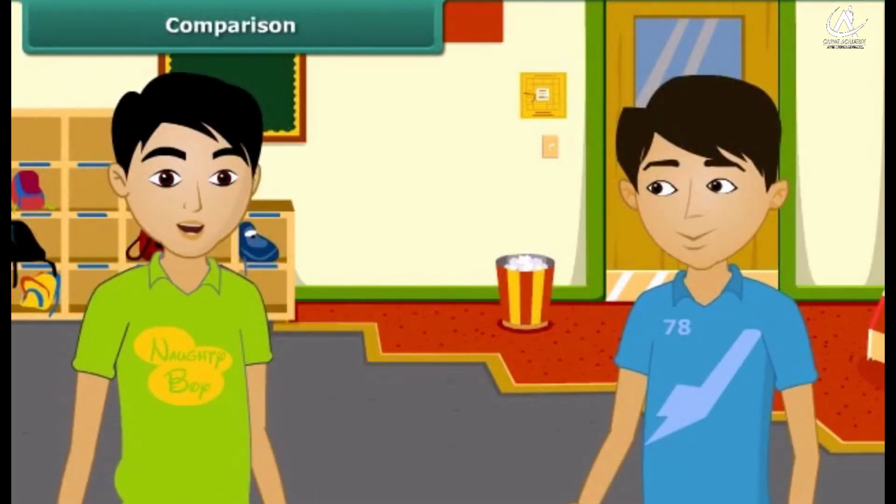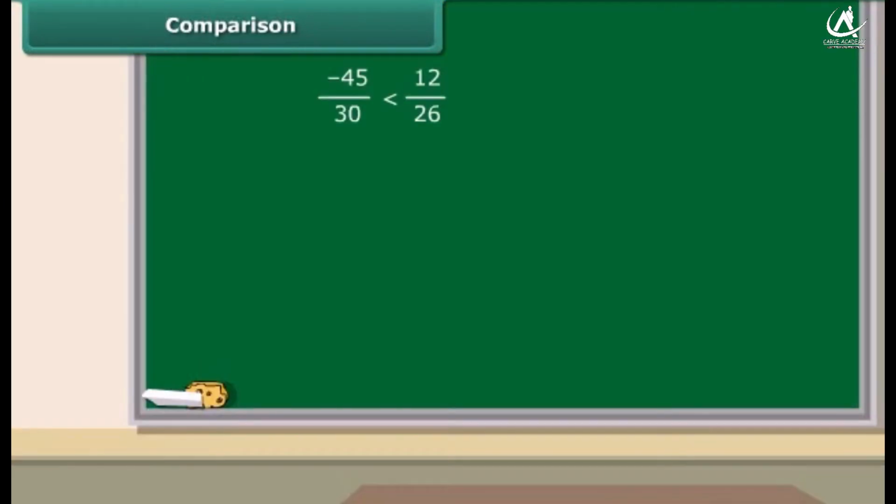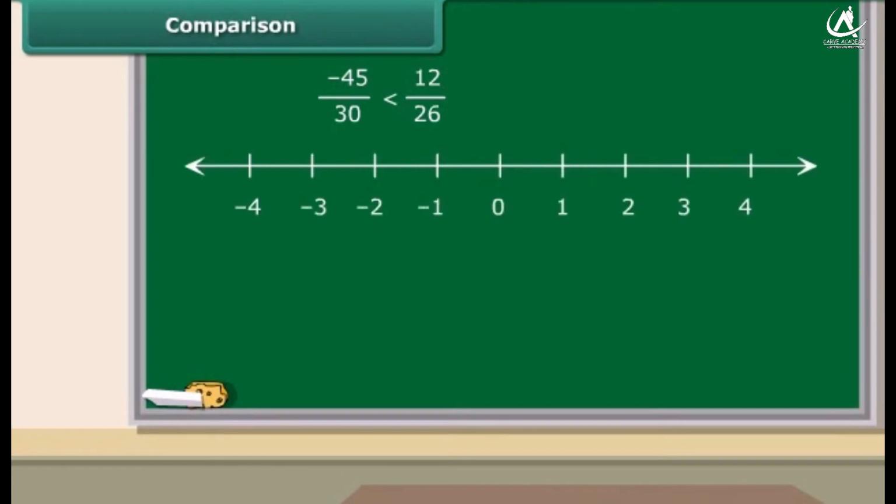If we have two rational numbers given, can you compare them? No. I will tell you how to compare rational numbers. We know that a negative number is always smaller than a positive number. We can also compare rational numbers using a number line. The more the number is to the right, the greater it is.